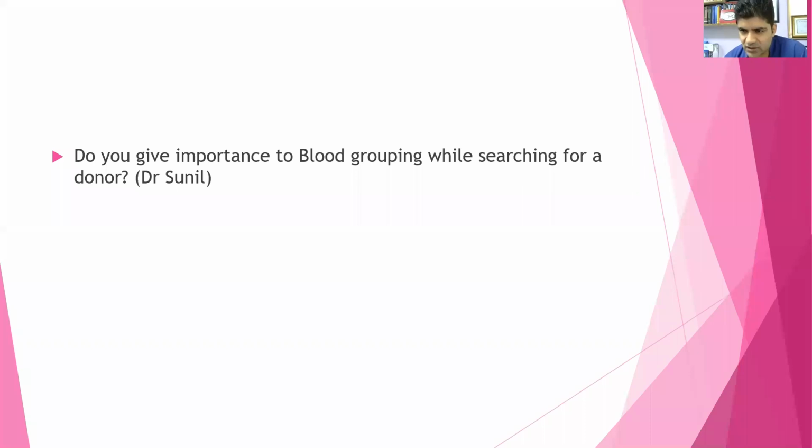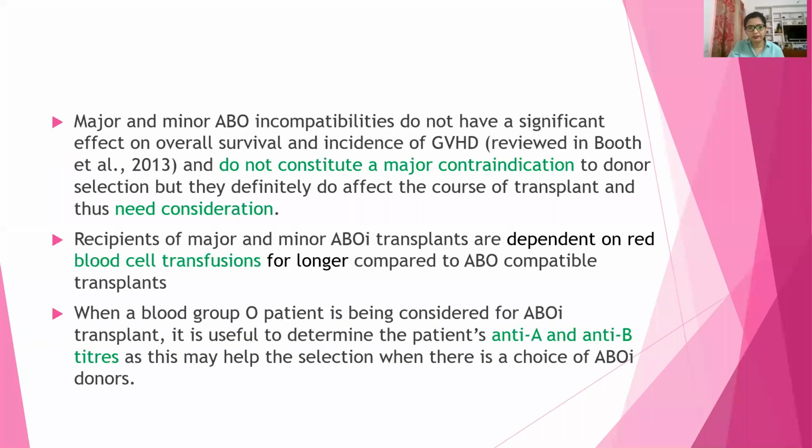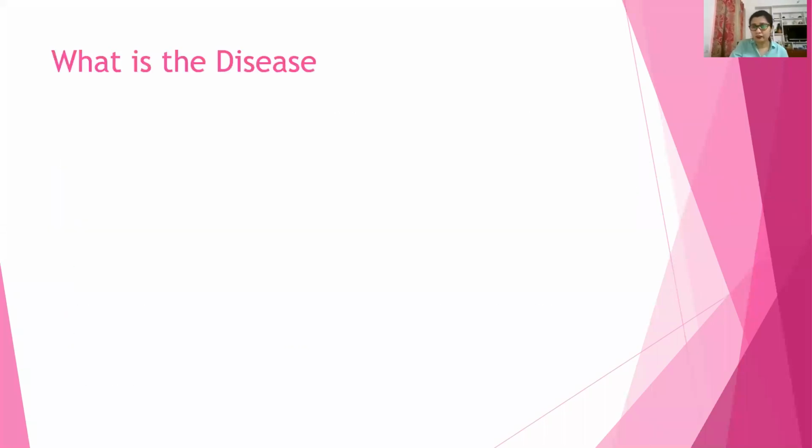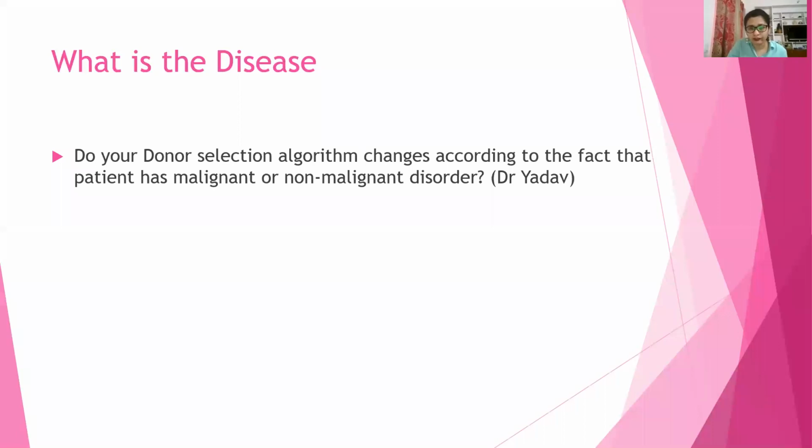That was the question he wanted us to rediscuss. Yeah, thank you, Dr. Sunil. So Dr. Sunil has already covered this slide. Now, coming on to what is the disease: does what disease we are treating affect our decision making in selection of donor? So my first question is to Dr. Yadav. Sir, does your donor selection algorithm change according to whether the patient has a malignant or a non-malignant disorder?